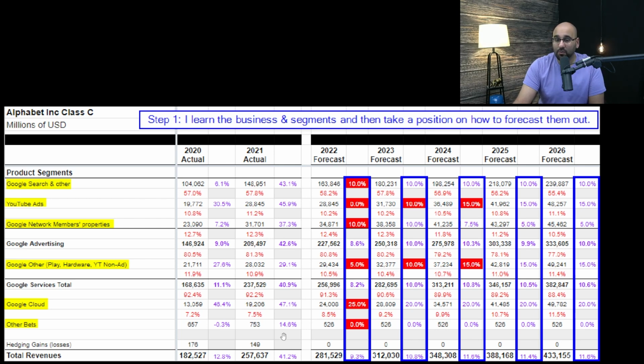Now, can they outperform? Absolutely. But is it your job to forecast out significant outperformance in a model where you're trying to be conservative? No, that's how you get into trouble, right? And so I tend to be very conservative as I forecast these things out. And it's not just on top line. I also am conservative when it comes to forecasting out the bottom line as well. And what do I mean by that? Well, that takes us into step 2.